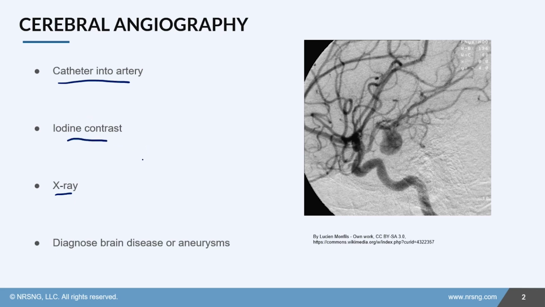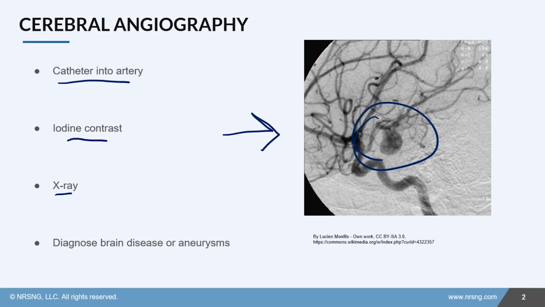The X-ray is going to show the blood flow in the brain using radiation to bounce off of the tissues. So the purpose of this procedure is to view and diagnose brain disease or aneurysms. This picture here shows an image from a test showing an aneurysm right here.